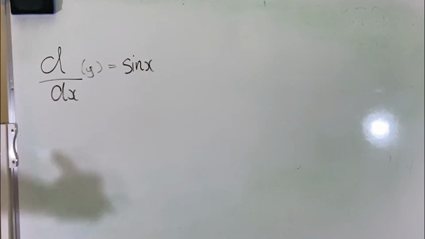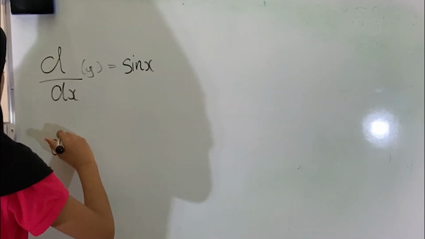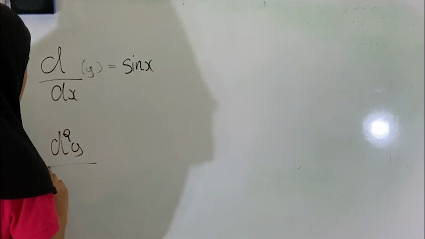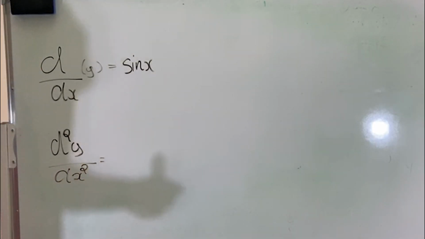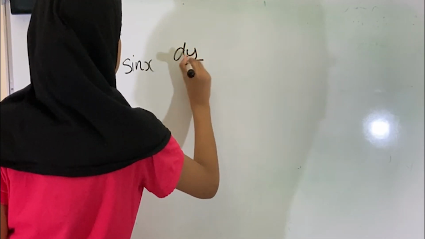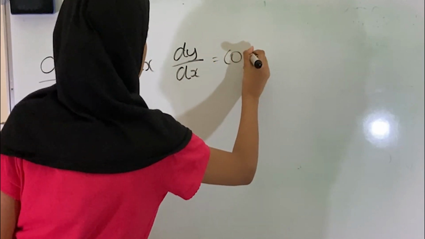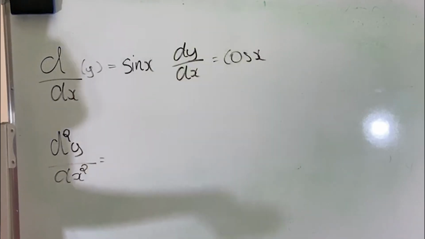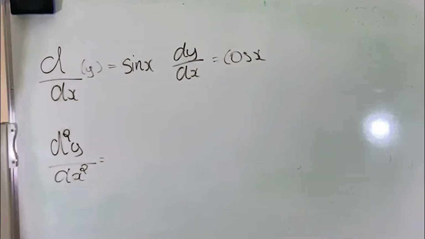If the question is sin x, how do we find d square y by dx square? The normal derivative, dy by dx of sin x, is cos x. We all know that. If you haven't watched my last differentiation video, you can go watch it.